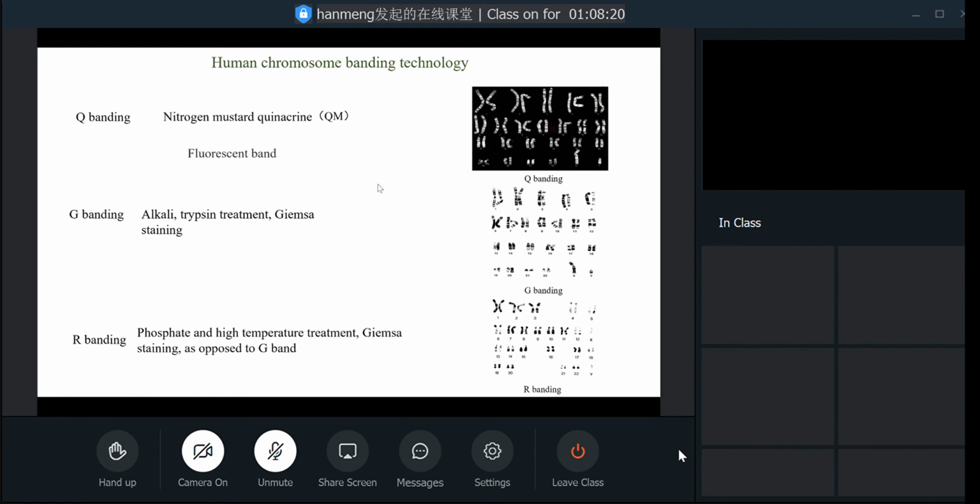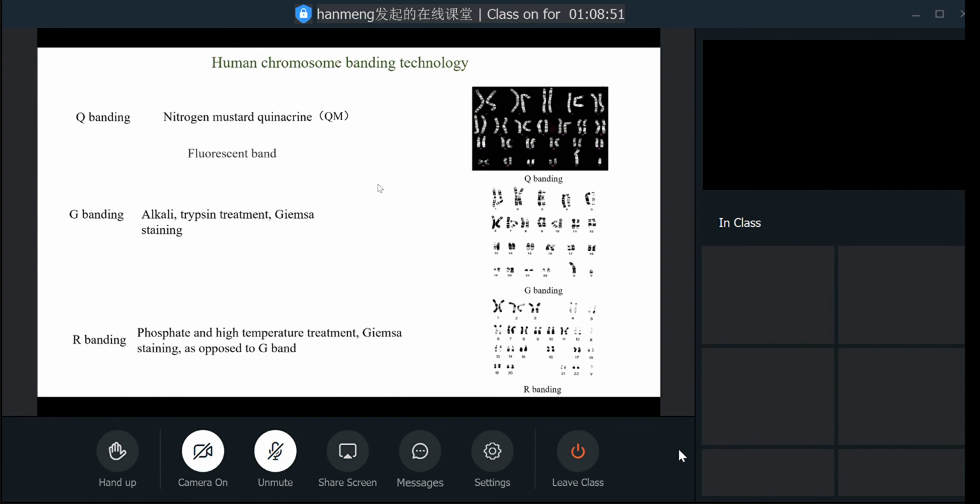So in human, next we will see the types of human chromosome banding technology. First is Q banding. The Q banding is stained with the quinacrine mustard, the QM dye. Finally, it shows a fluorescent band.